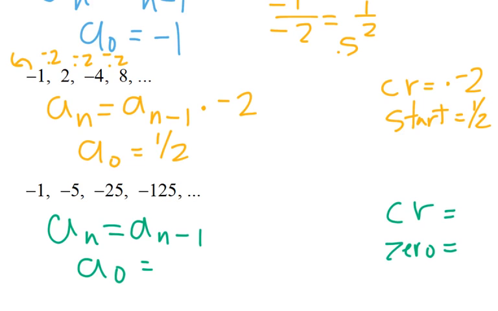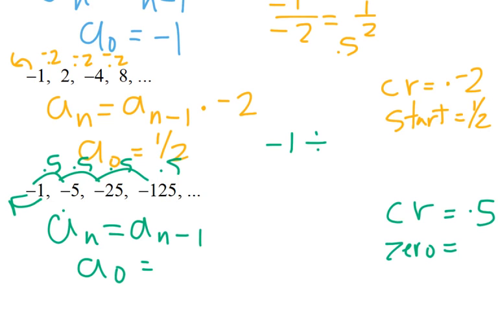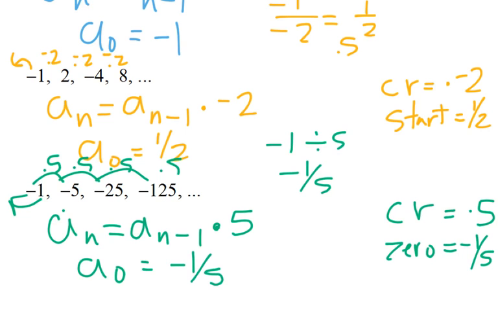If I look at the next one, how's it growing? Negative 1, negative 5, negative 25, negative 125. Times them by 5 each time. It's my constant ratio, my growth. Then going backwards, negative 1 divided by 5 would be negative 1/5. So that's my starting number, which is negative 0.2, I believe. So, times by 5 here, start with negative 1/5.